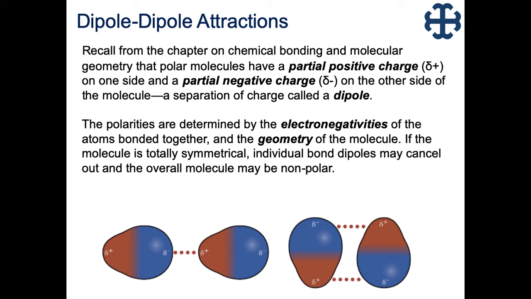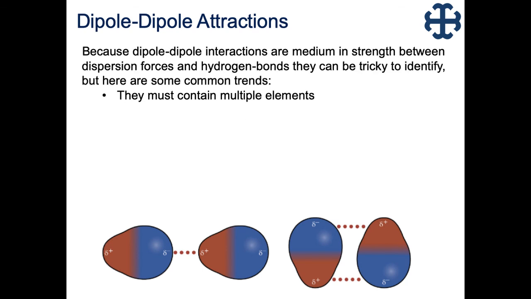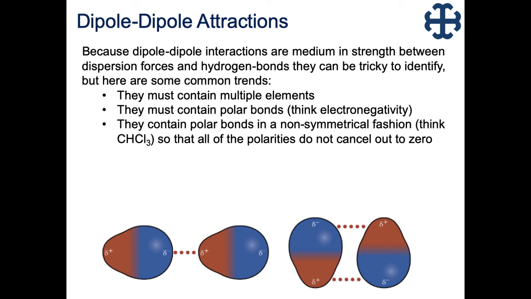So the polarities, just as a reminder, are determined by the electronegativities of the atoms and also the geometry. And so again, if we have a totally symmetrical molecule, our dipoles might cancel out to be nonpolar, and so this has to be a permanent dipole. So these are medium strength intermolecular forces. Common characteristics of molecules with these is they must contain multiple elements, so it can't just be a single element. They must contain polar bonds, meaning differences in electronegativity, and those polar bonds must be distributed in a non-symmetrical fashion. So if you think of CHCl3, not all of the polarities cancel out to 0 there. Basically, we would have a partial negative on the side with more chlorines and a partial positive on the side with the hydrogen.